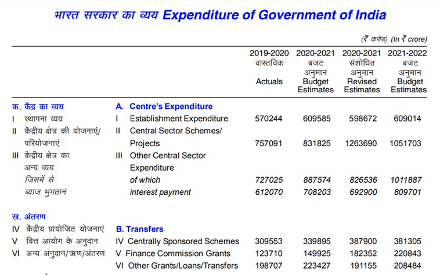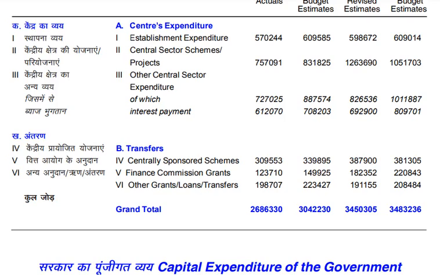For central government schemes as well as projects, see there is a huge increase from 8 lakhs to 12 lakhs. The number has increased almost 50%. So the expenditure on long-term investments, or capital expenditure, has increased under this section. Under section 3, other central government expenditures, they have shown a slight difference, out of which you should pay attention to this particular number.